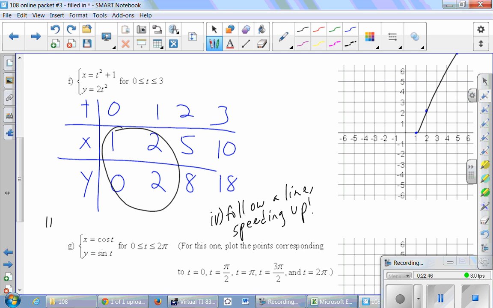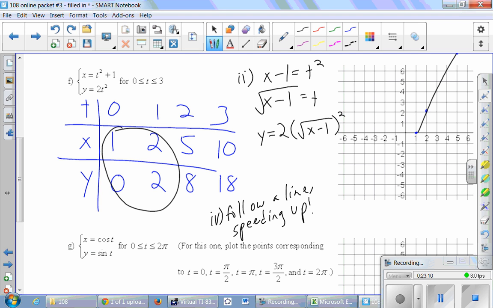Okay, eliminating the parameter. Let's do the algebra here. Solve the first equation for t. This will take a couple of steps. In fact, I'll give myself a little more room up here. So x minus 1 is t squared, and then take the square root of that to solve for t: t equals the square root of x minus 1. Then we're going to plug that into the other equation. y equals 2 times t squared, and instead of t, root x minus 1. And then 2 times root x minus 1 squared is just x minus 1. Okay, it's really an absolute value, but again, I'm not worried about that detail. So we get y equals 2x minus 2, exactly the same line, but just speeding up.